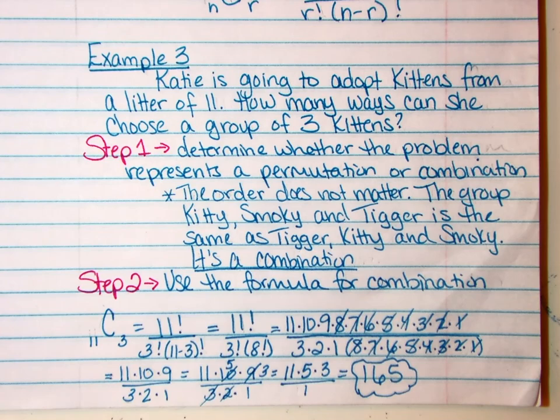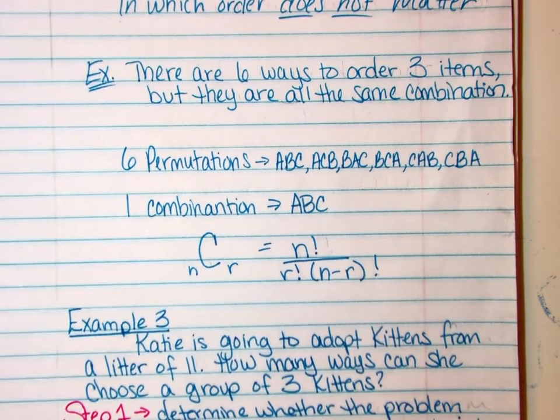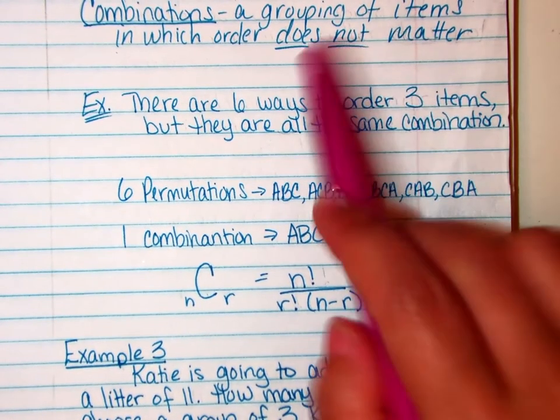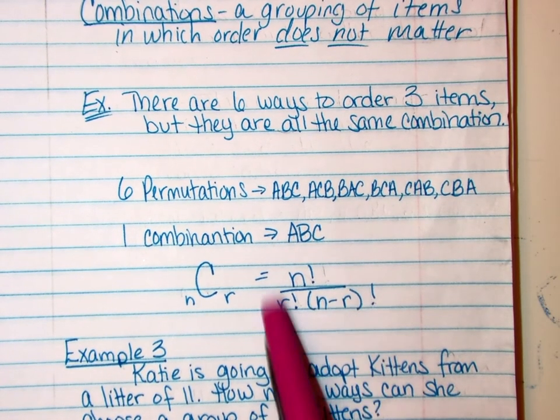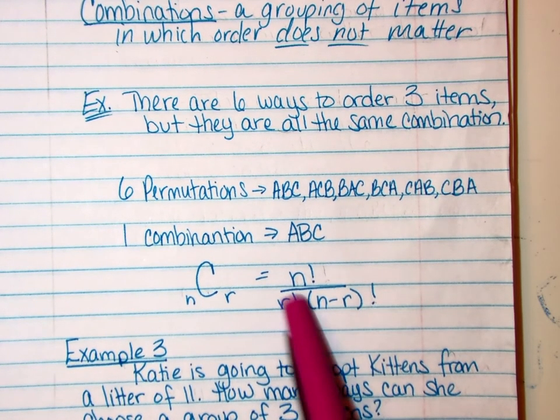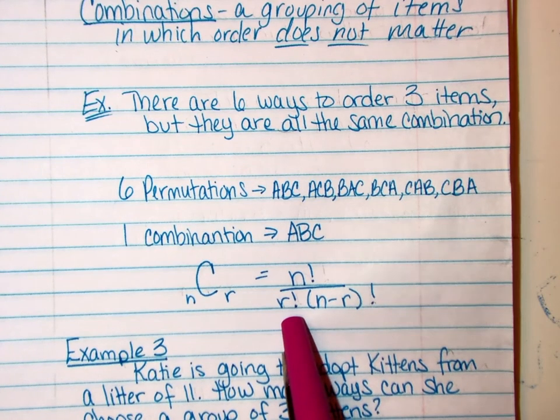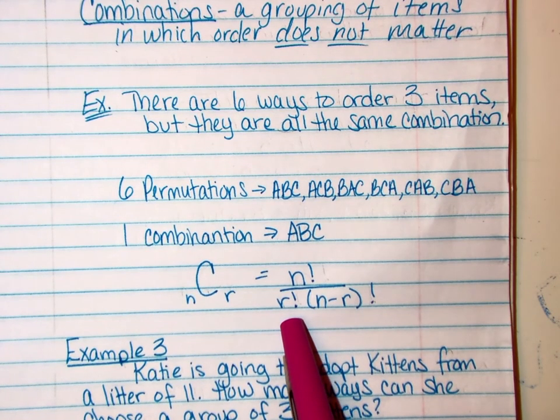So some things to remember. Combination is when order does not matter. It's the same formula as permutation except for this R factorial in your denominator that is added.